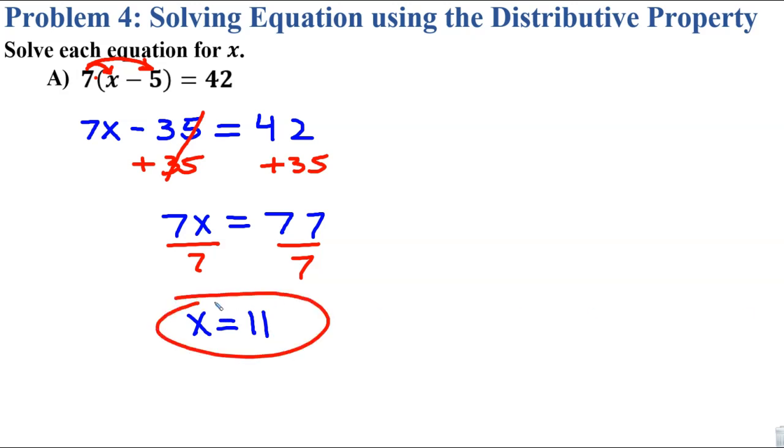All right, that's how you solve an equation using the distributive property. And like we said, distribute first, and once you do that, you're back to a simple equation. Go ahead, pause the video, give B a shot, check your answers before we move on.